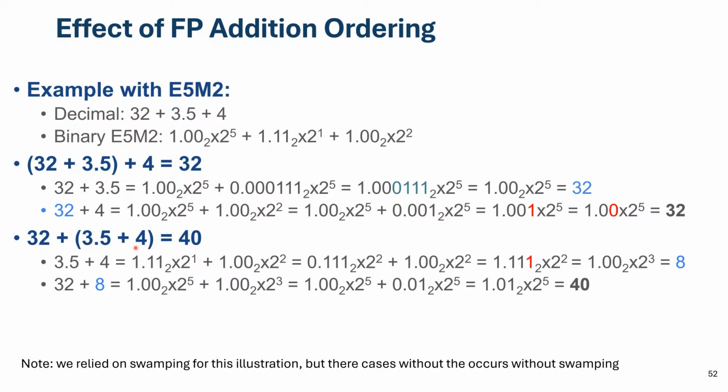Here, if I first add 3.5 and 4, I will get 8. It's not 7.5 because that could not be represented because of rounding, but I get 8. Then I add 32 and 8, and we will get 40 at the end. Just a quick illustration; if you want to go through the bits, you can. It doesn't have to be a swamping case. There will be other cases, but the principle is exactly the same. Intermediate values change magnitude based on the order, and therefore they incur different rounding sequences, and that's why you will get different results.